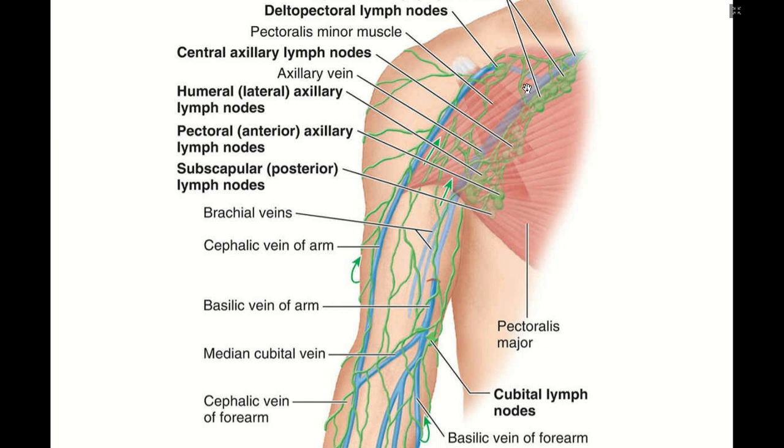The apical axillary lymph nodes sit at the lateral margin of the first rib. They then drain into your subclavian lymph trunk. The subclavian lymph trunk on the right drains into the right lymphatic duct, which drains into the confluence of the right internal jugular vein and the right subclavian vein. And if it is on the left, the subclavian lymph trunk drains into the thoracic duct. Let's take a look at another diagram.